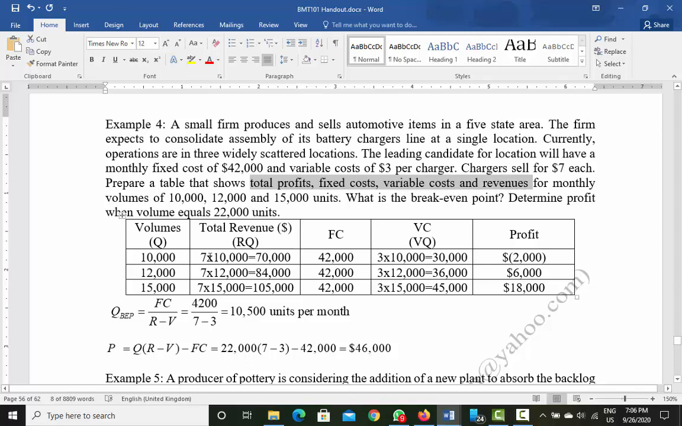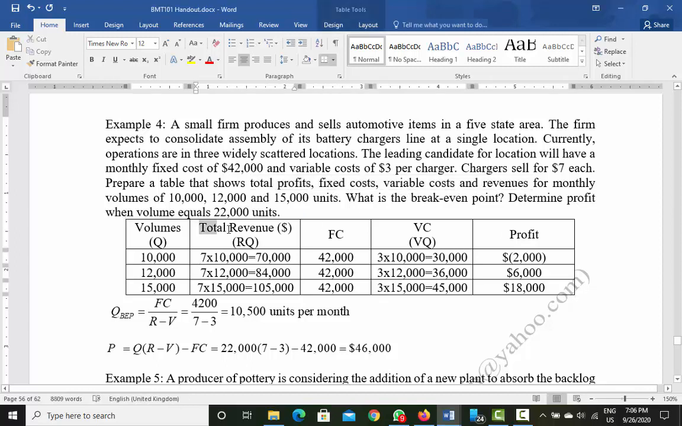Right. So volume is 10,000, 12,000, 15,000. Now the total revenue. We need to find out the total profit, fixed costs, variable costs, and revenues. Let us first find out total revenue. Total revenue means R multiplied by quantity, revenue per unit multiplied by quantity.